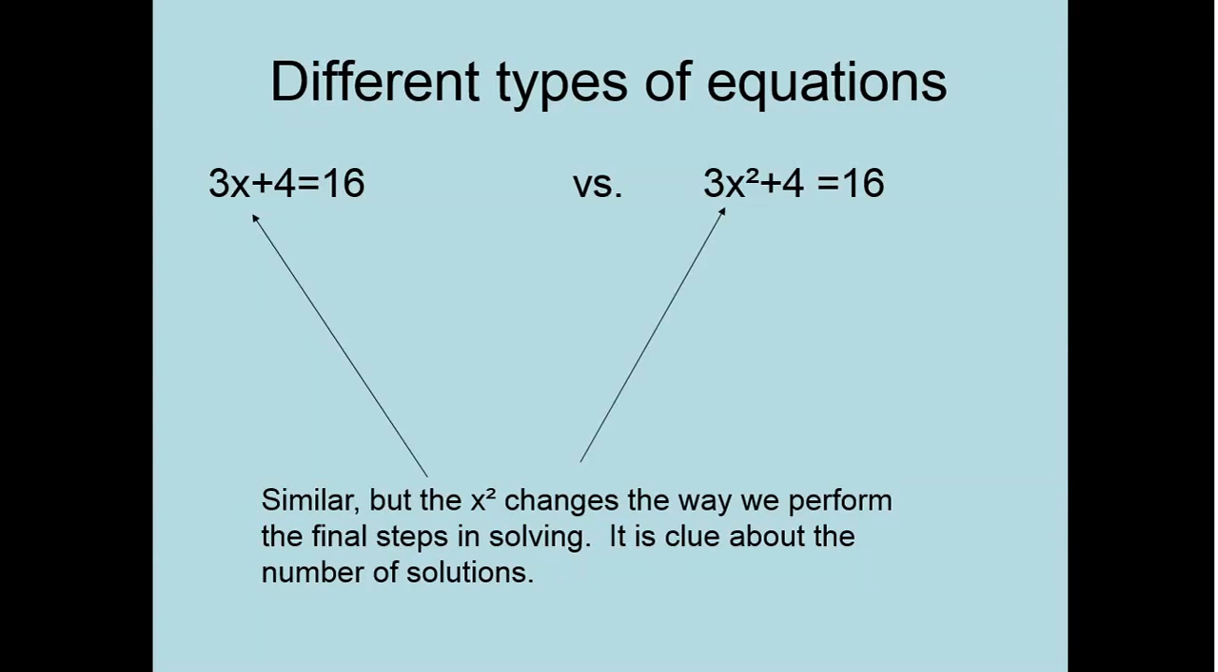What's going to happen, though, is you're going to get two answers because there's a squared term. So the squared tells me how many answers I'm actually going to get. I'm going to get two answers for these problems.